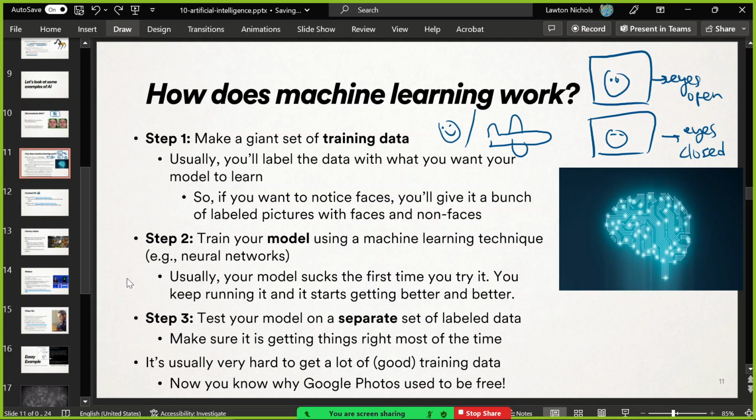But once you have a good result on this separate testing stage, you can start putting that in cameras, because now you have some confidence that your machine learning model is correctly determining what faces are, what the differences are, when they're blinking, when they're not blinking. Okay, so that's machine learning in a nutshell.